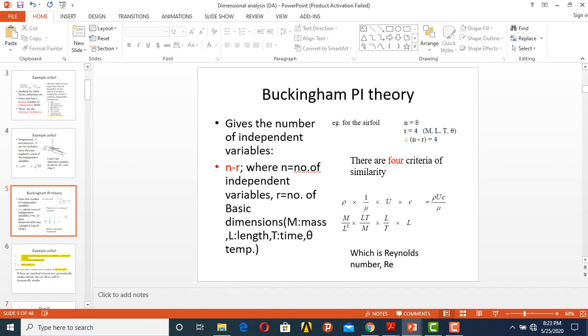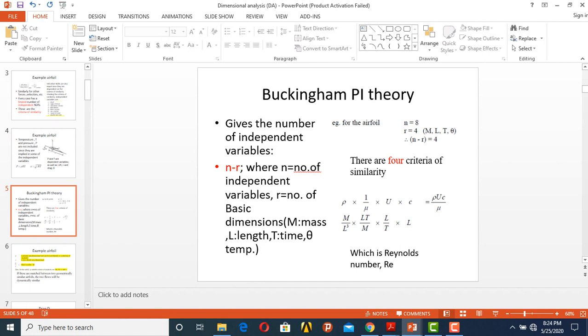So for the aerofoil, we have quite a number of variables on which the lift is dependent. So in this case, first of all, we count the number of variables, where n is the number of independent variables, where r is the number of basic dimensions. You know, in dimensional analysis, there are key parameters which we are going to look at. These are mass, length, as well as time. These parameters, also at some point, we can include temperature. These parameters are key in development of any dimensional analysis.